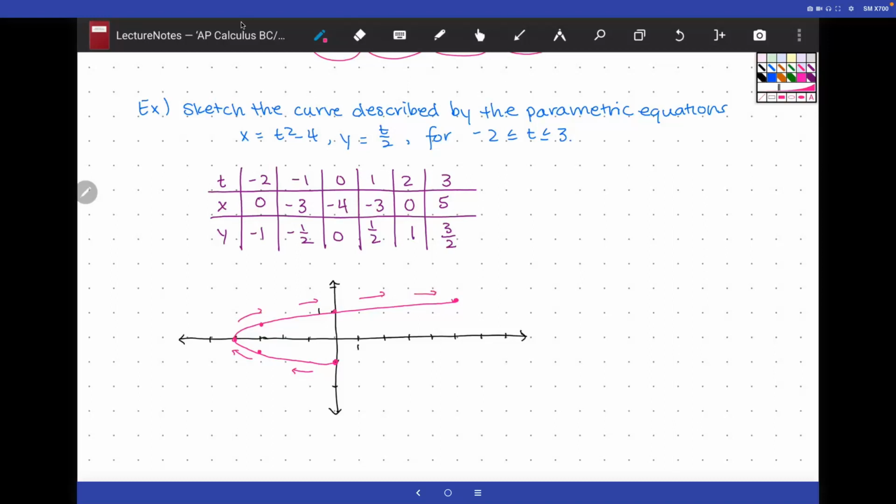Let's go ahead and take out our calculators. Yes! Does anybody need this, though, before I go to my calculator? All right.